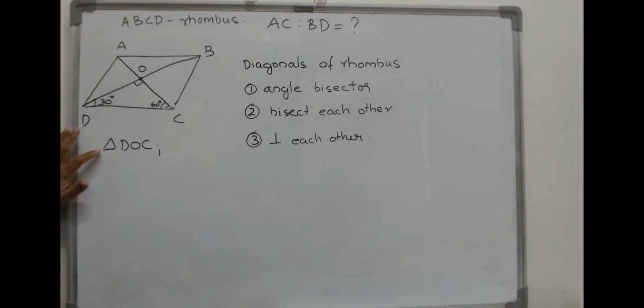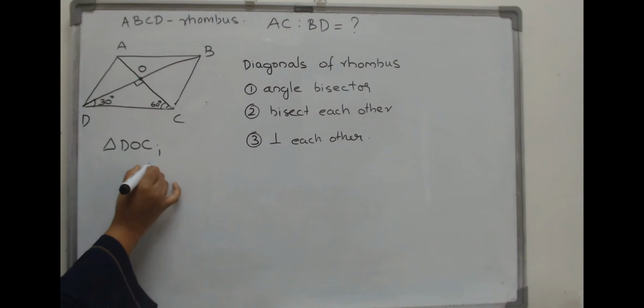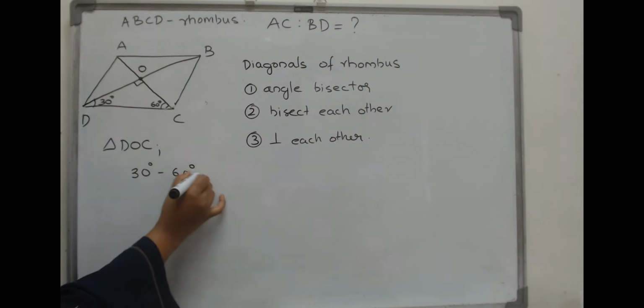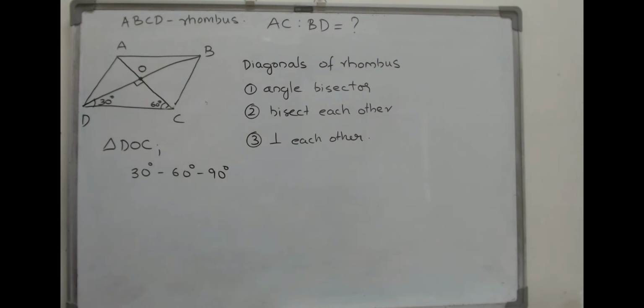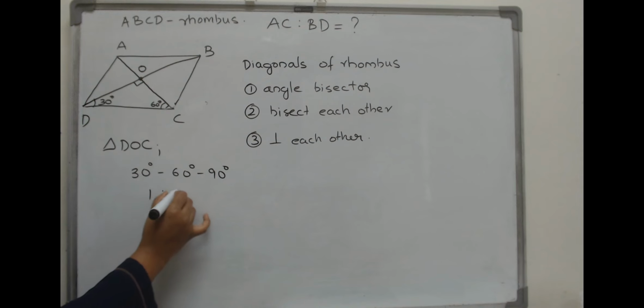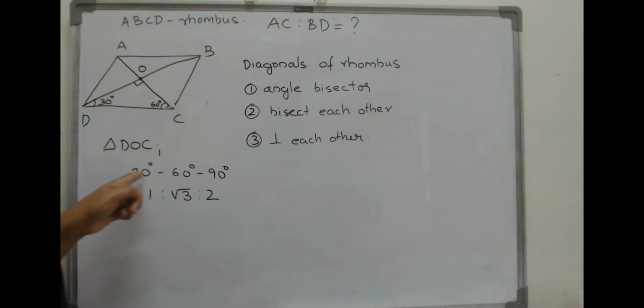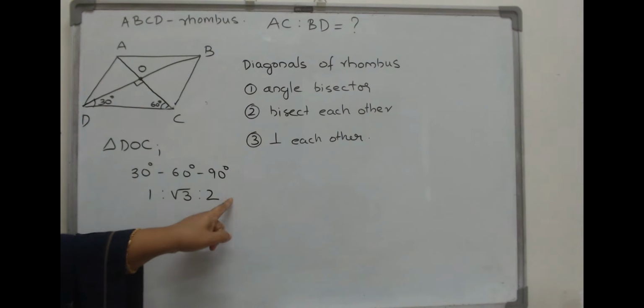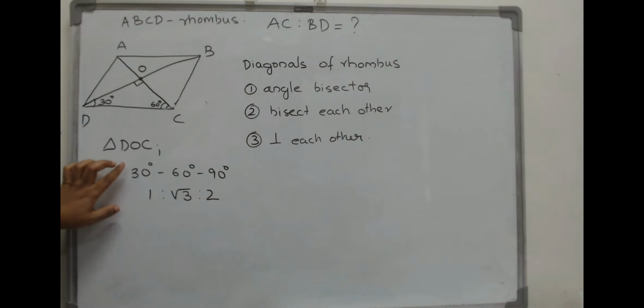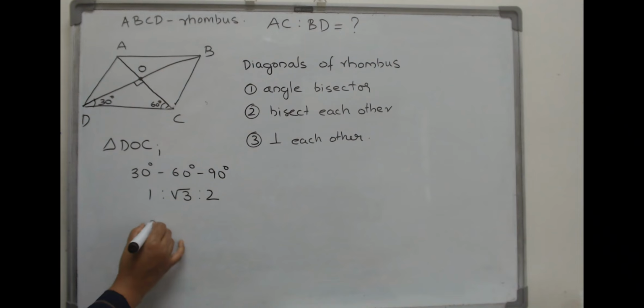Or in other words, the triangle DOC is a special triangle whose angles are 30, 60, 90. What do we know about such triangles? Then the ratio of their opposite sides will be 1 is to root 3 is to 2. Or in other words, if you see the angles in the ascending order, you will see the opposite sides also in the ascending order. The side opposite to 30, suppose it is say X.